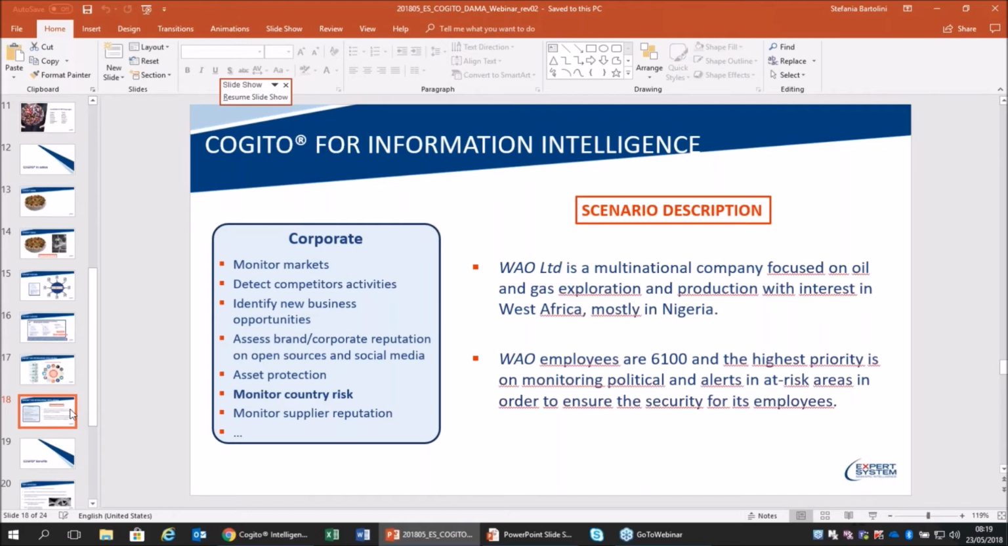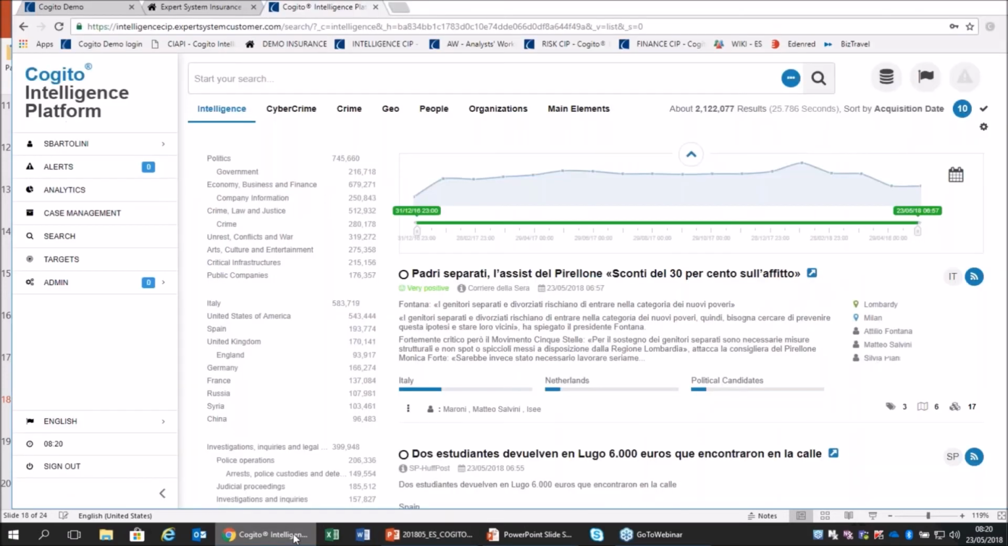This is a typical scenario, but we can apply it in general when we need to explore a lot of data, when we need to navigate through the information to obtain some relevant information, and when we need to monitor critical assets. So in this particular case, I'm a multinational company, and I need to check a specific area in West Africa, mostly in Nigeria, because I want to check for possible guerrilla activity, to monitor the political situation and possible alerts in this area. Also, I need to ensure the security of my employees.